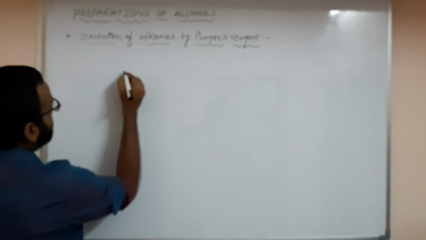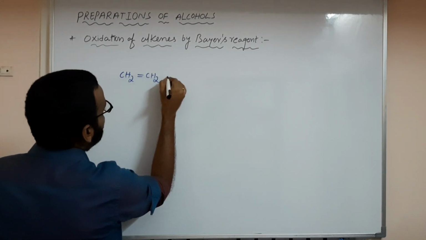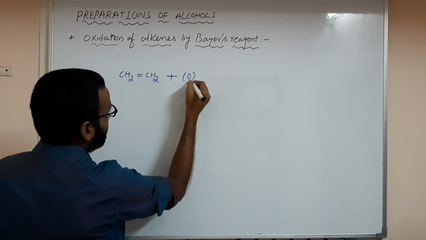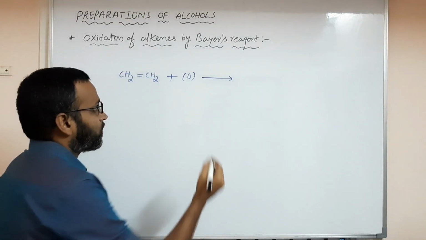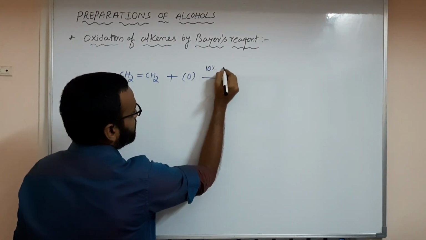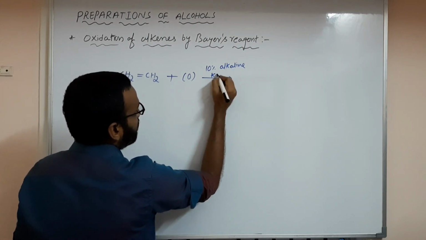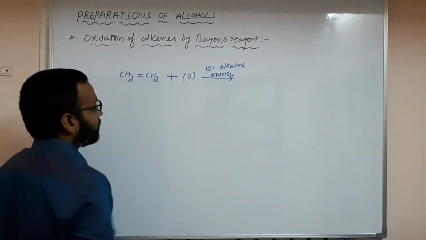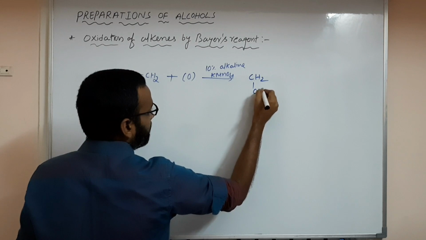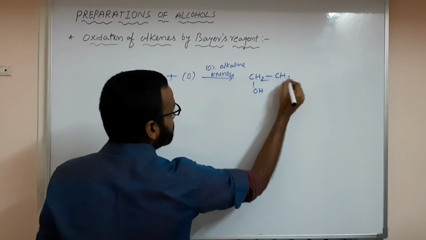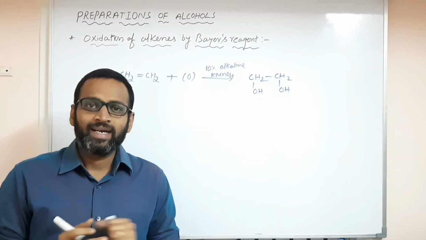If you have CH2 double bond CH2 and you are using an oxidizing agent, I am writing the oxidation representation. Bayer's reagent, 10% alkaline KMnO4, when you use it, the product is a diol, CH2OH single bond CH2OH. So you have to remember like this.